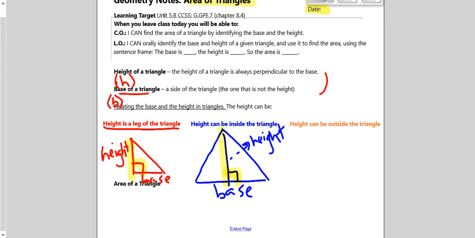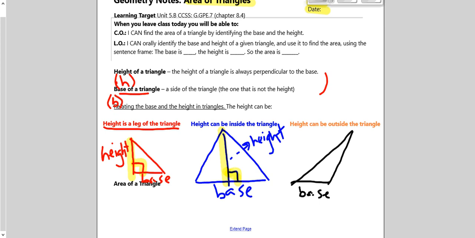And then the last option is that the height is outside. So this one's going to look a little bit weird. So you have a triangle that looks something like this. Let me redraw that. Okay, so in this triangle, your base would be here, but your height, this time it's outside the triangle.